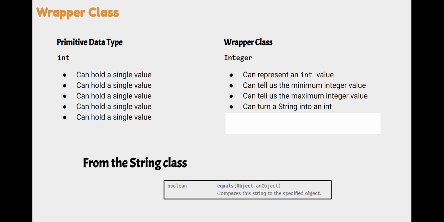The wrapper class Integer can be passed into methods that require objects. If we want to pull a method from the String class, we can see the equals method. It requires an object to be passed in. We cannot pass the primitive data type int into this equals method. It specifically needs an object. If we needed to give it a number, we would have to make an object from the Integer class to pass it into this method.